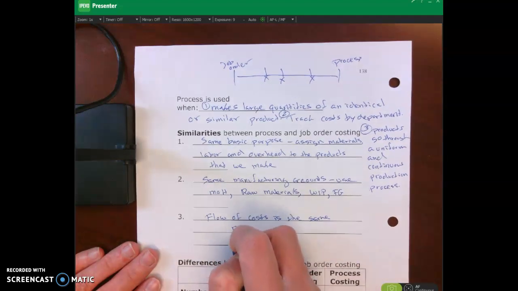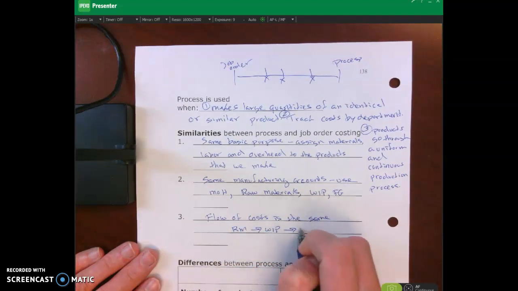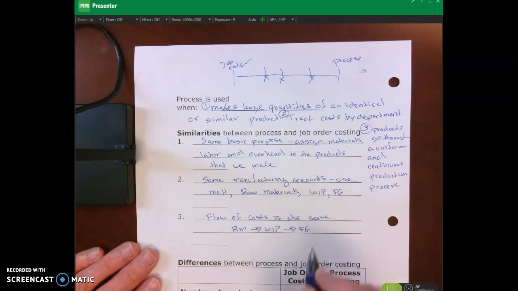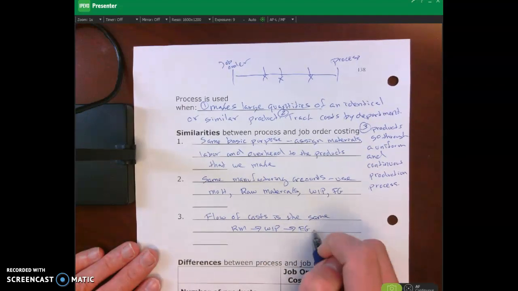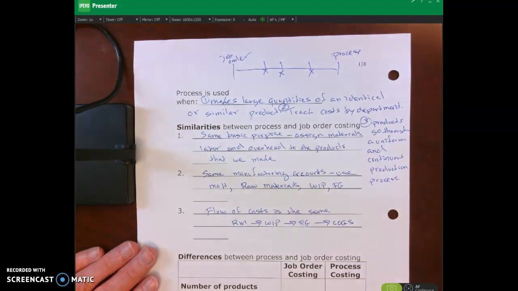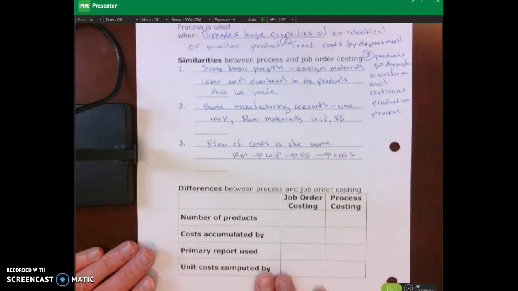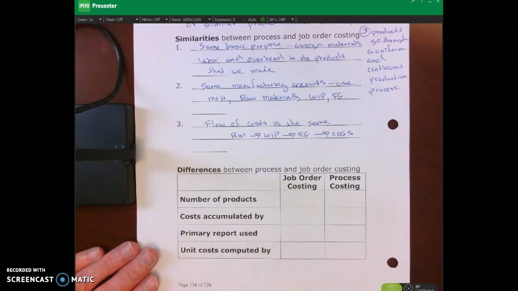Remember, we have our costs, and those go from raw materials to WIP, and then WIP to finished goods, and then hopefully you remember from finished goods, once we sell it, moves from finished goods to cost of goods sold, COGS, cost of goods sold. So the cost flow is also the same. Raw materials to work in process to finished goods once it's been finished, and then once it's been sold, it moves from finished goods to cost of goods sold. Okay? So now let's talk about a few differences between process and job order costing.